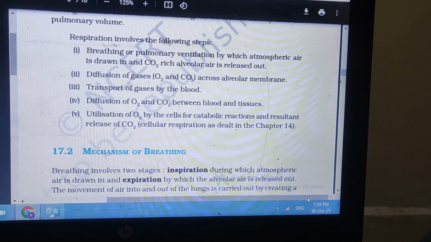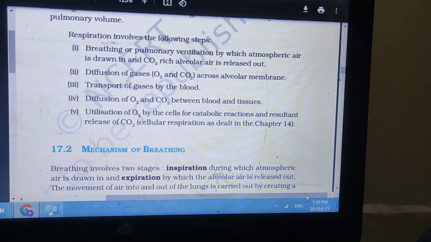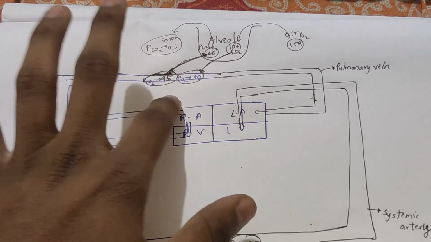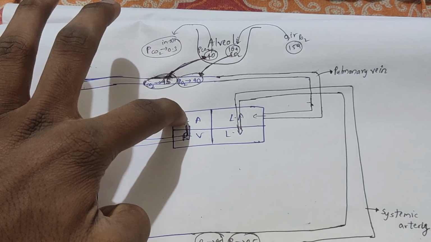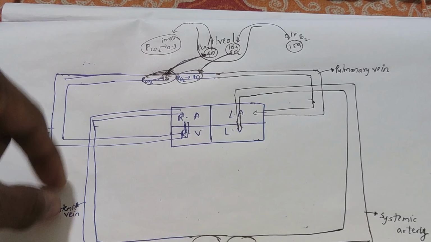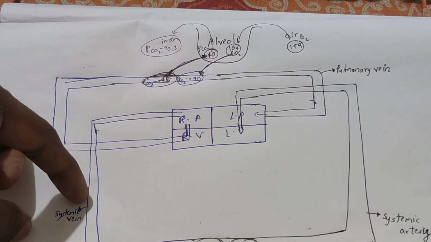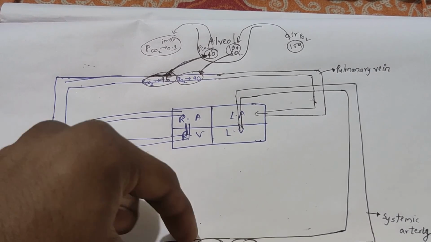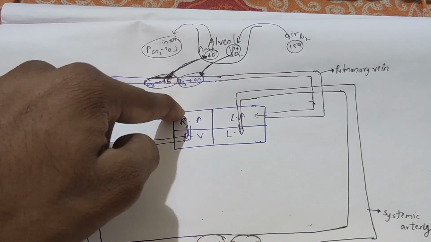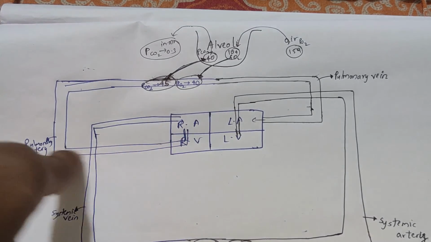Now let us move to the third step, that is transport of gases by blood. This is a very simple concept. Here comes the main role. See, this is our heart: right auricle, right ventricle, left auricle, left ventricle. You know what veins carry? Veins carry the deoxygenated blood. Let us start with the veins. Systemic veins, the normal veins, carry the deoxygenated blood and take it to the right auricle. From the right auricle, that blood goes to the right ventricle, and then from the right ventricle it goes to the pulmonary artery.